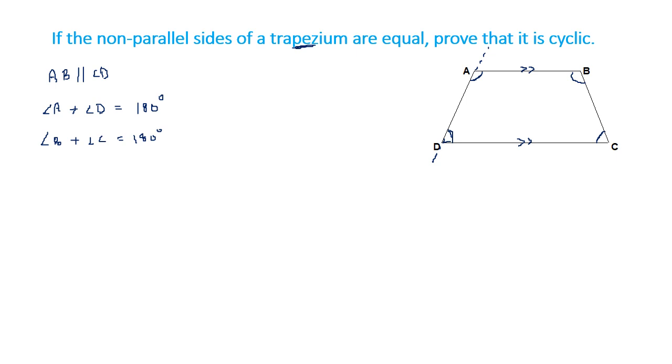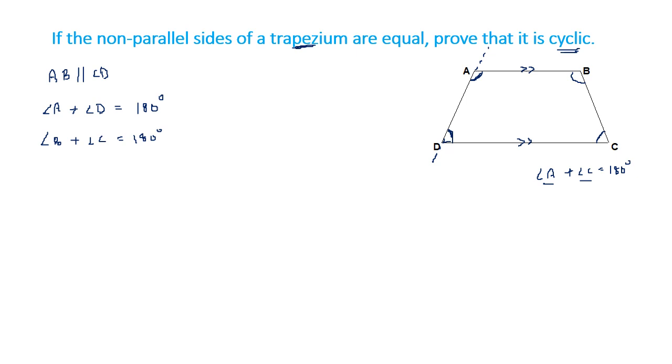But you see here I have shown angle A and angle D, the sum of this is 180. To prove it is cyclic, I have to show angle A plus angle C equal to 180. How will I show it? There is no measurement given, nothing at all. How can I show? So here you have to use another technique.